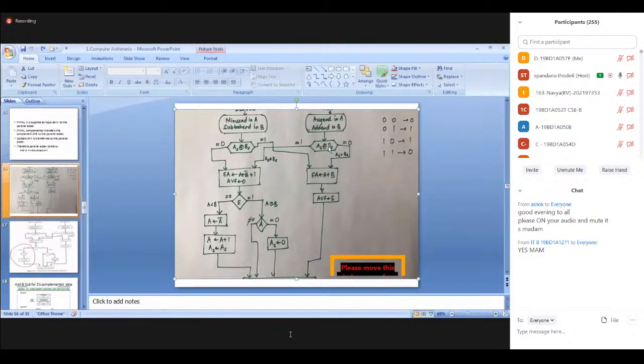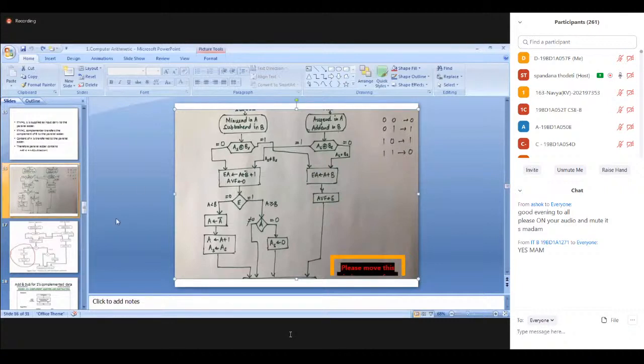So when you perform the XOR operation, you know the truth table for XOR operation, right? This is the truth table of XOR operation. If the input is 0, 0 and 1, 1, in those two cases, the XOR output will be 0. For 0, 1 and for 1, 0, the output is 1. This is the truth table for XOR operation, right?